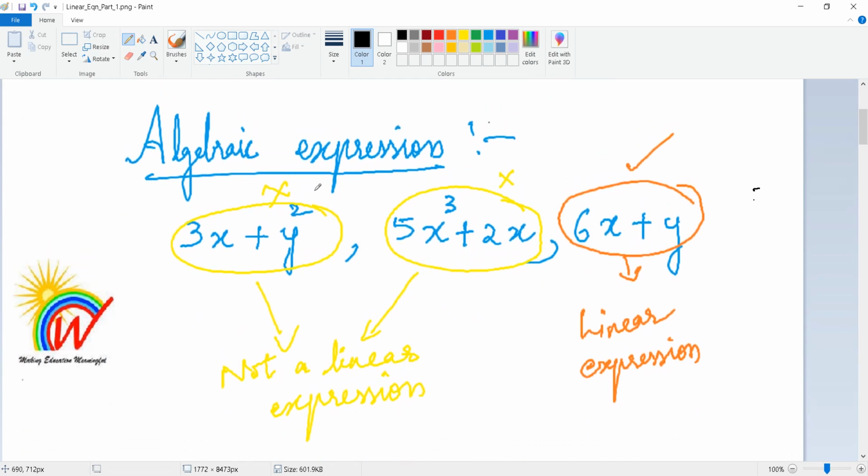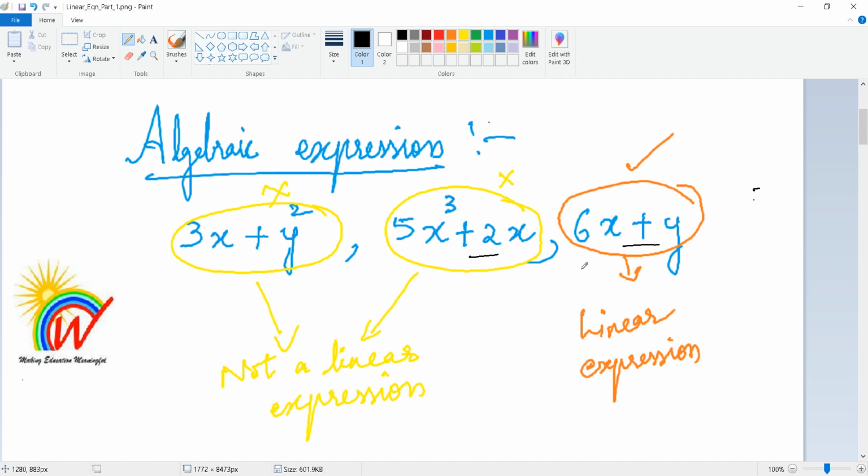What an algebraic expression looks like. We're already familiar with these kinds of expressions, right? See the one inside this yellow circle, I have written 3x plus y square. So this is an example of an algebraic expression, right? 5x cube plus 2x, this is also an algebraic expression. Then 6x plus y, this is also an algebraic expression, right?